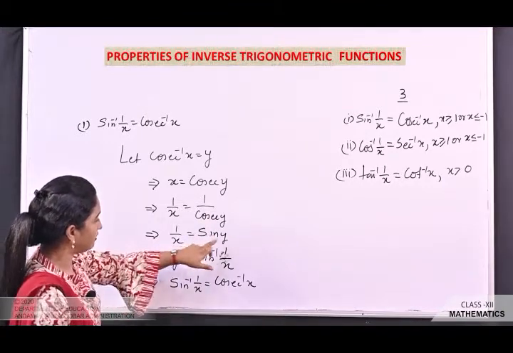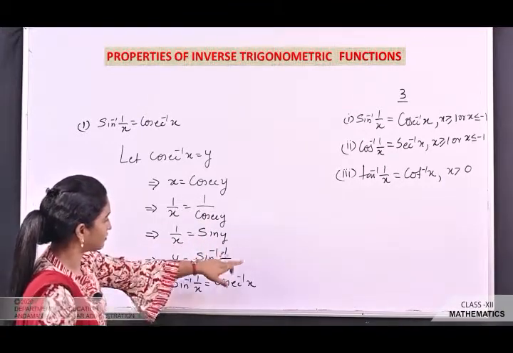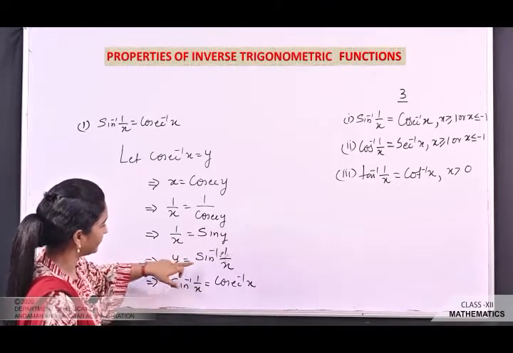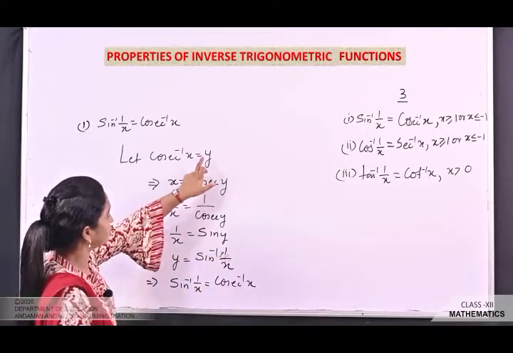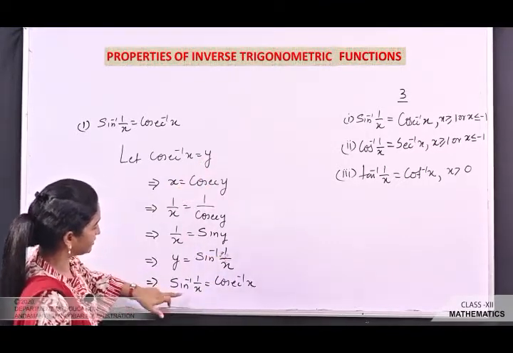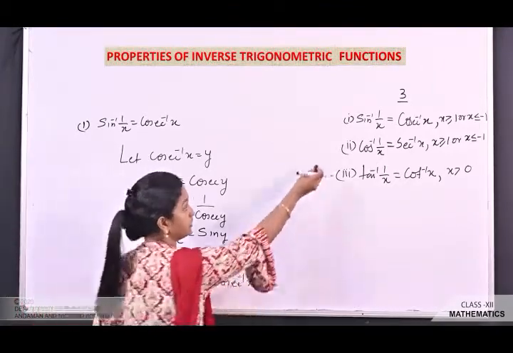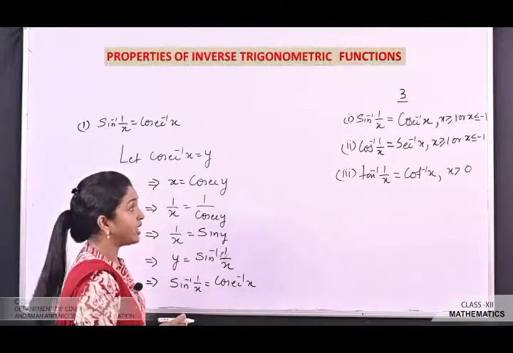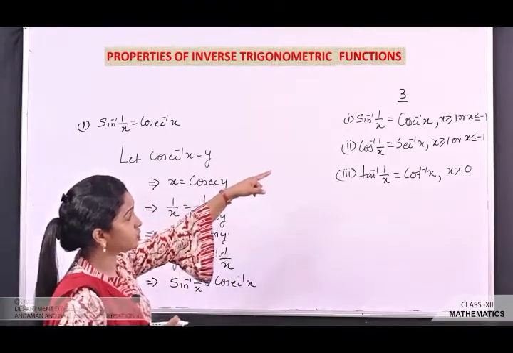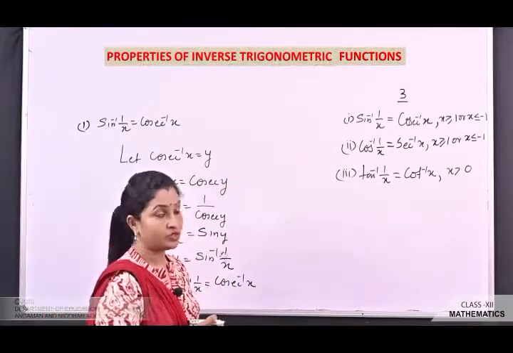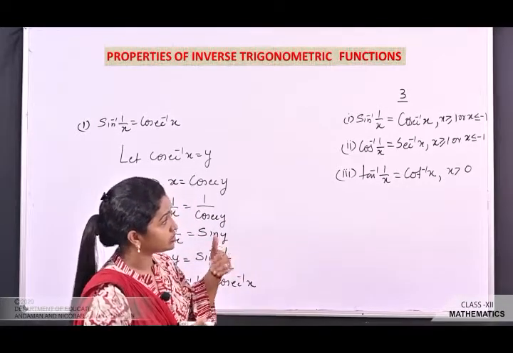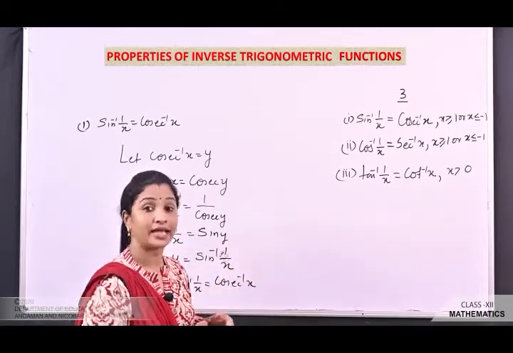So that means y is equal to sine inverse of 1 by x. So you got the value of y as sine inverse 1 by x. When you substitute here, you are going to get the formula: sine inverse of 1 by x is cosec inverse x. Similarly, you can prove the second and the third. And see here, sine inverse 1 by x is cosec inverse x. You can also say that cosec inverse of 1 by x is sine inverse x.